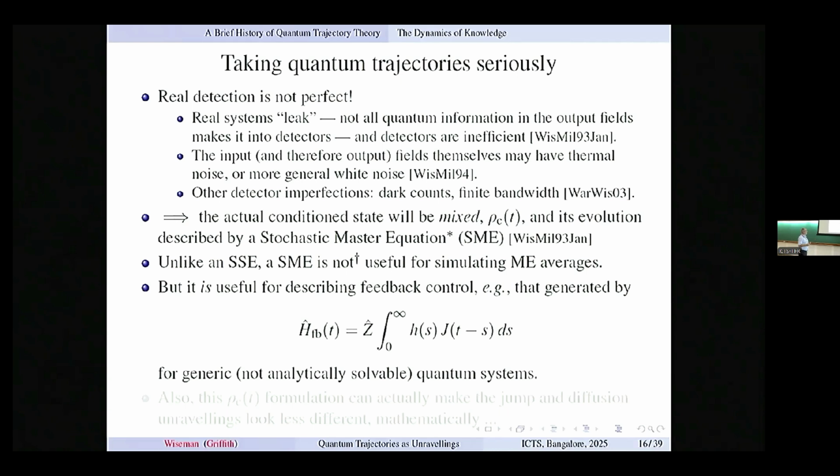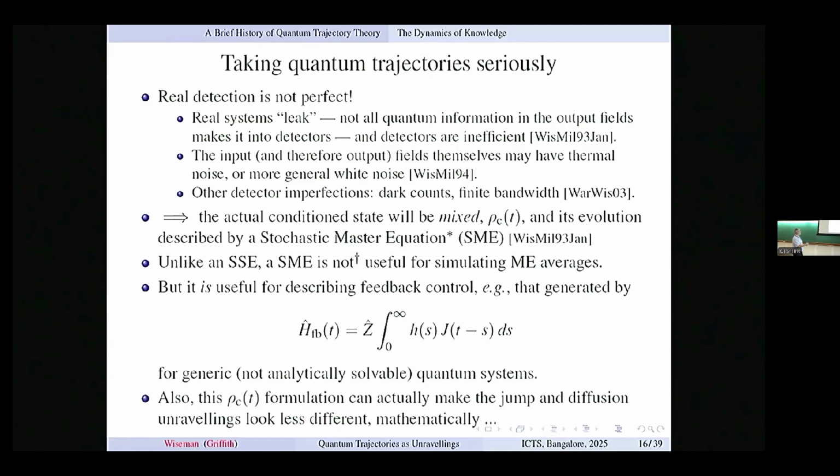Okay, and then as a segue now, I'm going to get back into the swing of this story after the invited interruption from Pierre. The other mathematically nice thing one can get from this stochastic master equation formulation is a way to see that the jump and diffusion unravelings are not as different mathematically as they look in the slide when I showed you the stochastic Schrodinger equation. So I'll pass on to Pierre.